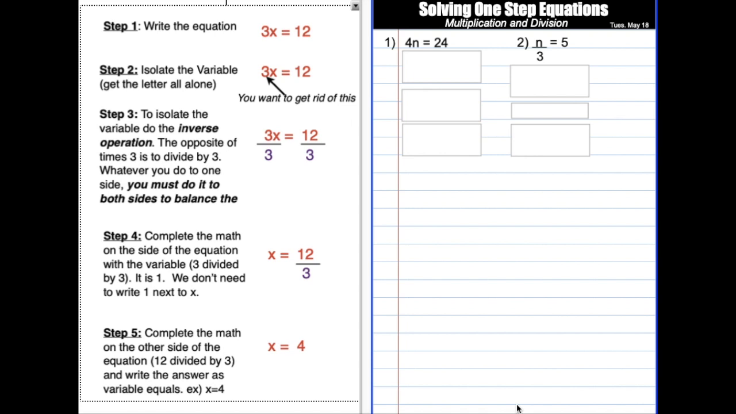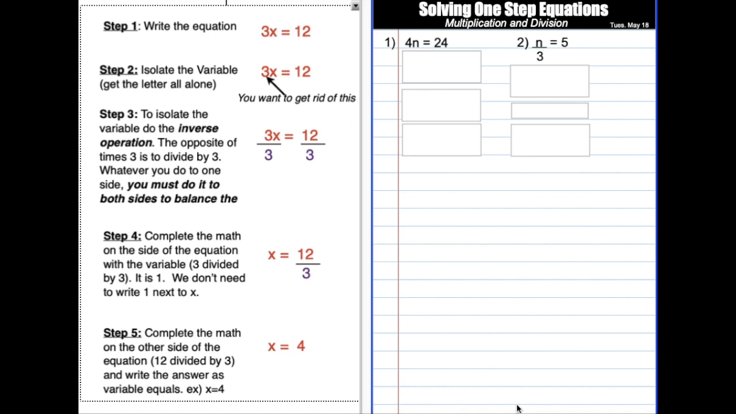So 1, 4n equals 24. That means 4 times a number is 24. Most of you probably know that 4 times 6 is 24 and the n is 6. Again, not what we're focused on. We are focusing on following the steps and making sure we record a new line for each step.